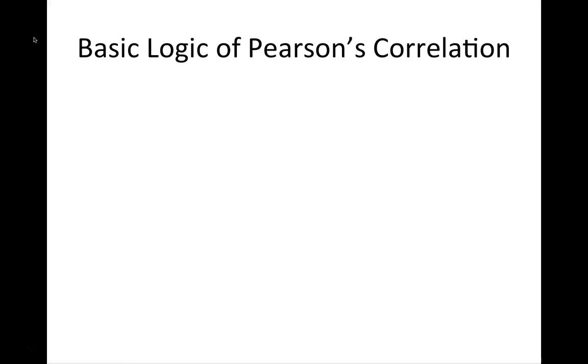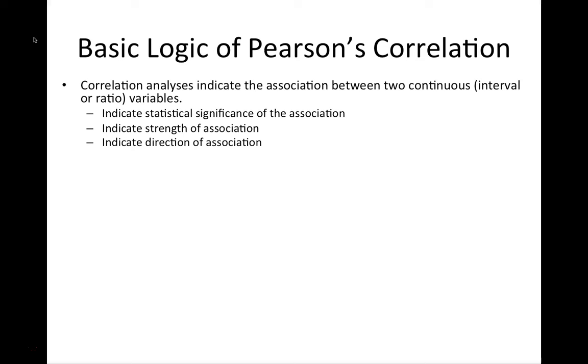Okay, so the basic logic of Pearson's correlation, which we'll talk about first. Correlation analyses indicate the association between two continuous interval or ratio level variables. And regardless of the type of correlation, that basic logic is still the same. Correlation analyses indicate an association between two variables. The different kinds of correlations address different kinds of variables. So in Pearson's correlation, we're talking about two continuous variables measured on an interval or ratio scale.